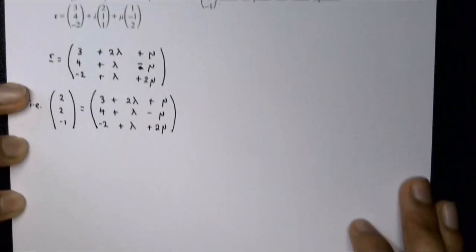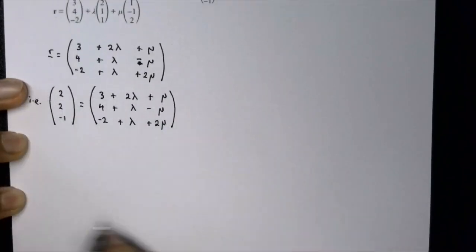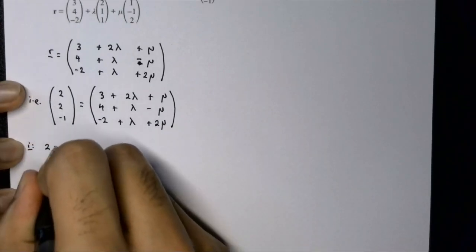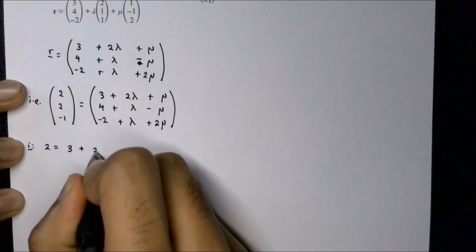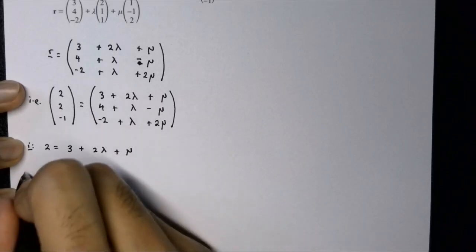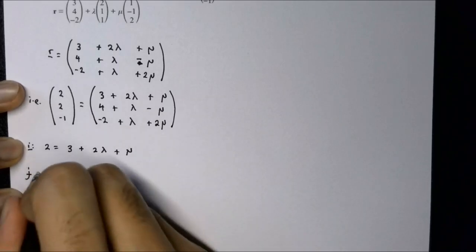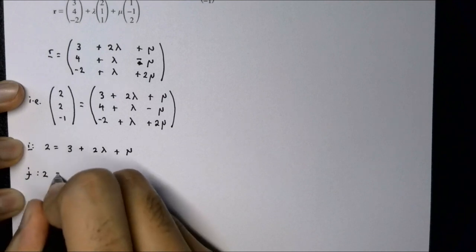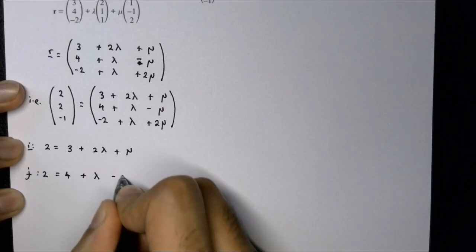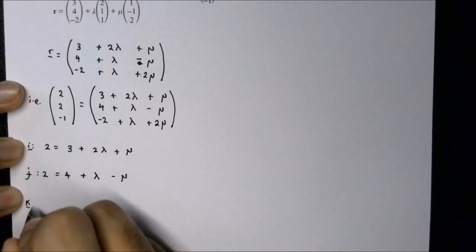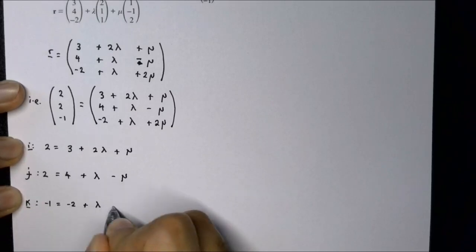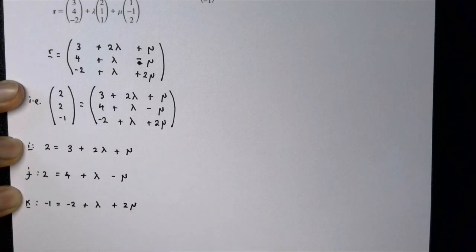So if we take a look at the I components, we've got 2 equals 3 plus 2 lambda plus mu. If we take a look at the J component, we've got 2 equals 4 plus lambda minus mu, and if we take a look at the K component, we've got minus 1 equals minus 2 plus lambda plus 2 mu.